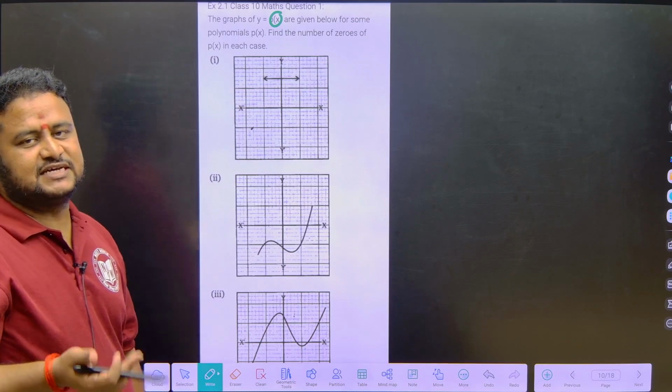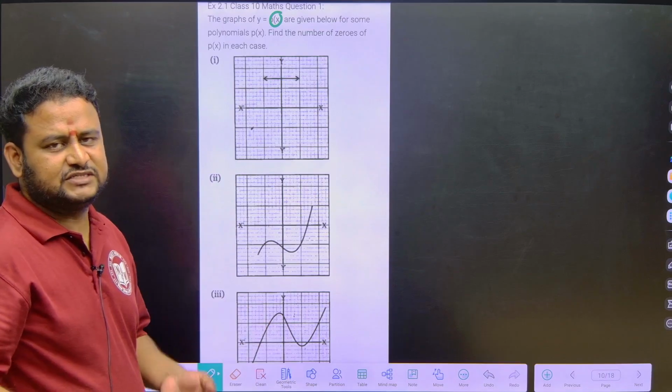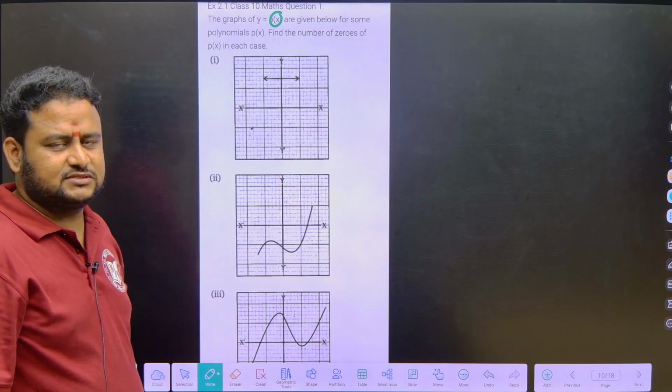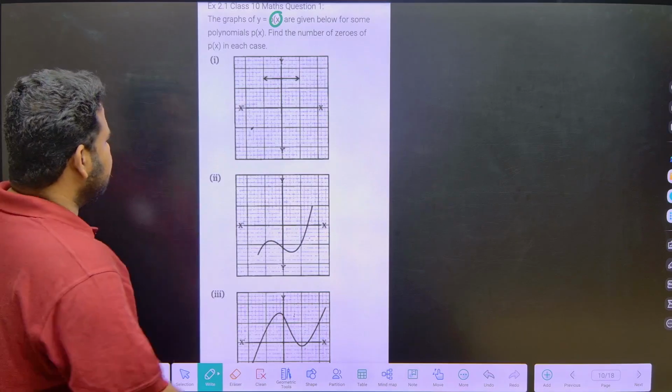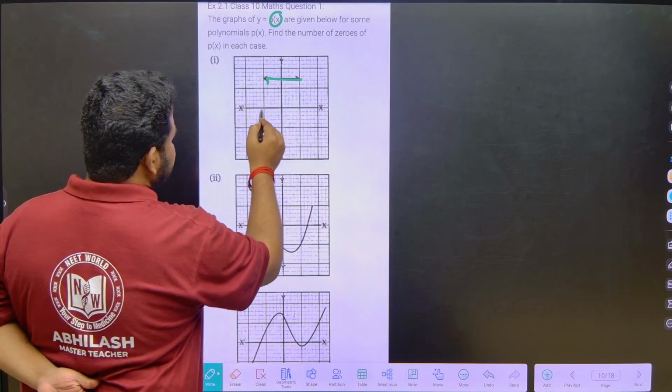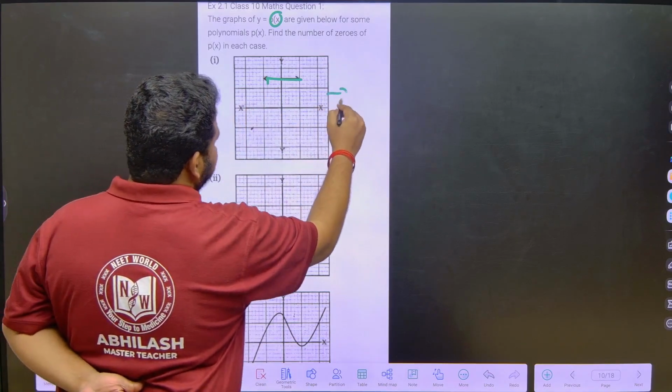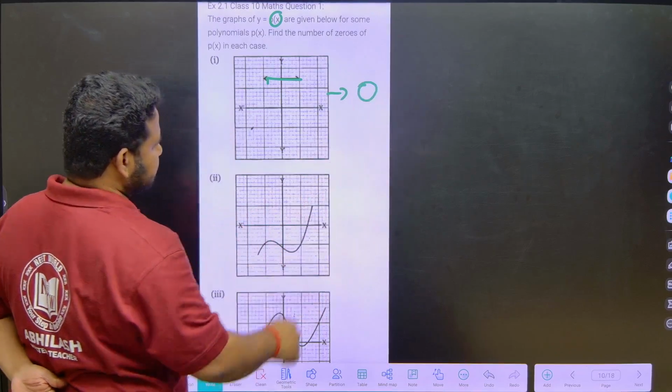So how many times it touches x axis, those many zeros. If it is touching 3 times, 3 zeros. If it is touching 0 times, then the number of zeros of the polynomial is 0. Here, see here, this is the graph, it is not touching x axis at any point. Here the number of zeros is 0 itself.